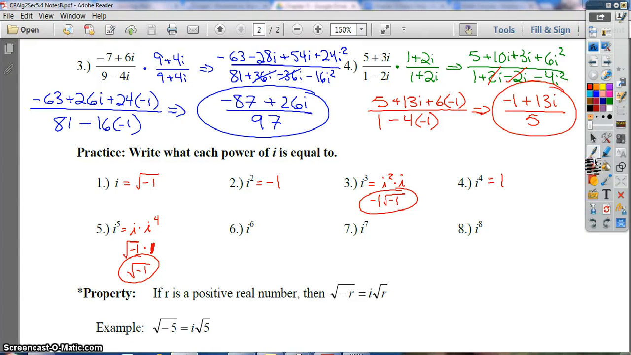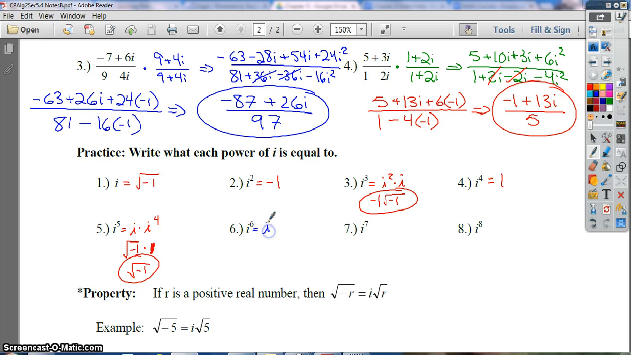Okay, pick up where we left off. It was number 5 here. i to the 4th is 1. i is the square root of negative 1. 1 times the square root of negative 1 is just 1 square root of negative 1. You could write the 1 out in front. However, you do not have to do that if you don't feel it's necessary.